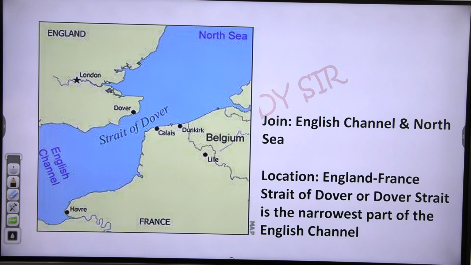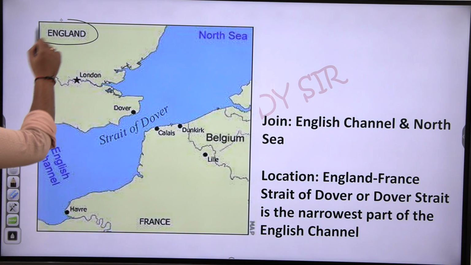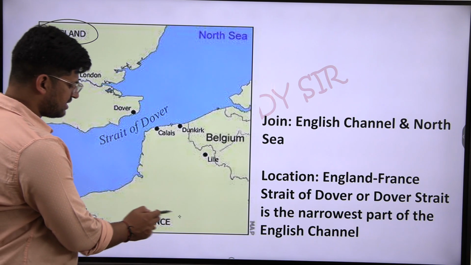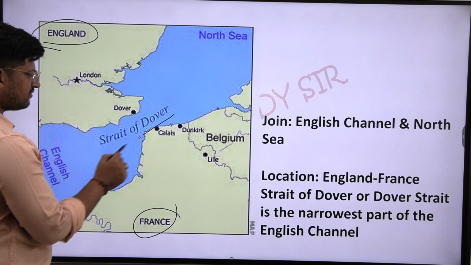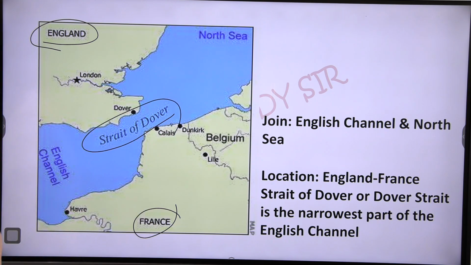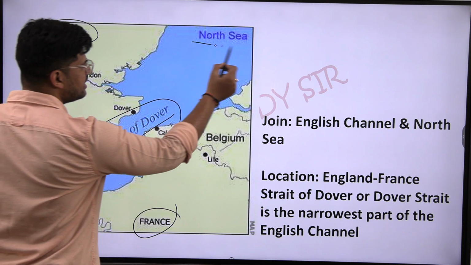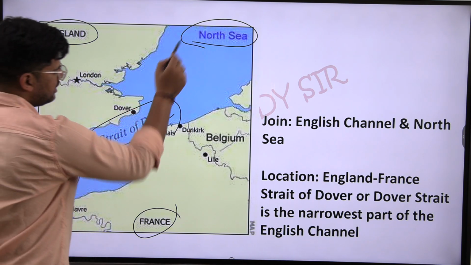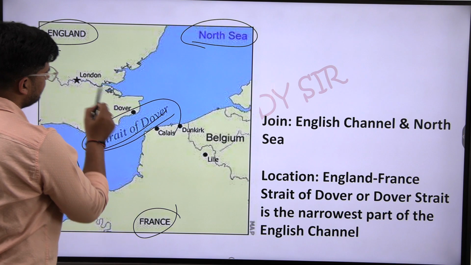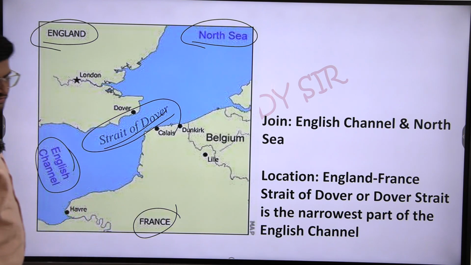Next, England. This is France. England and France are separated by the Strait of Dover, and it also connects the North Sea and English Channel. It is the Strait of Dover and separates England and France.